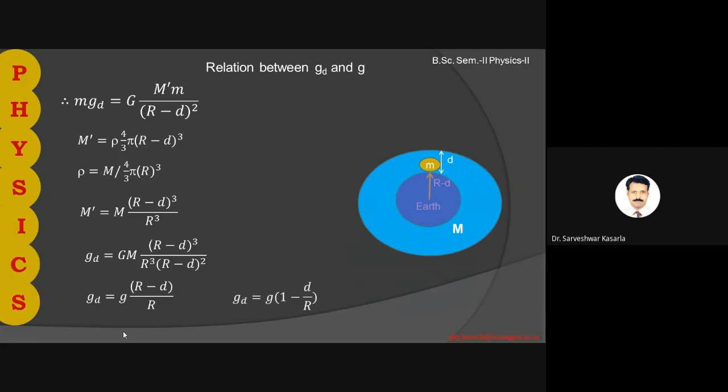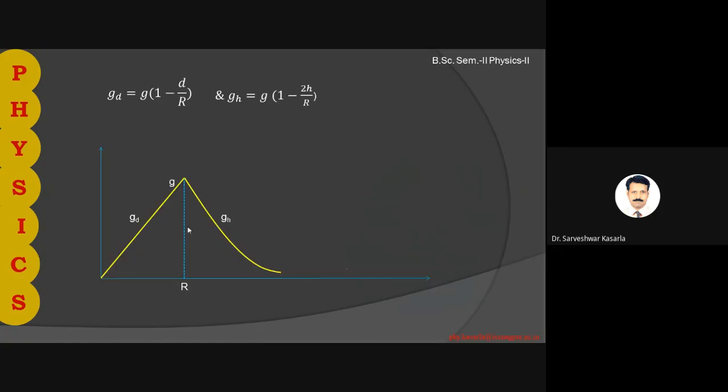So finally if you solve this, R upon R is equal to 1, and minus d by R, so g_d is equal to g into (1 minus d by R), and here also g_d is always less than g. So we now have two expressions: g_d equal to g into (1 minus d by R) inside the earth, and g_h is equal to g into (1 minus 2h by R).